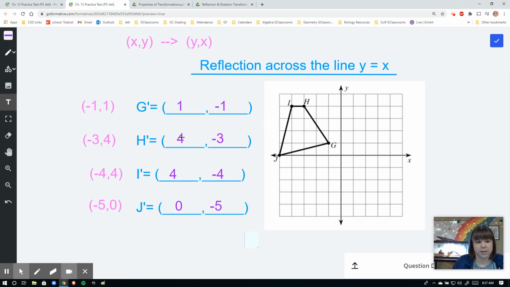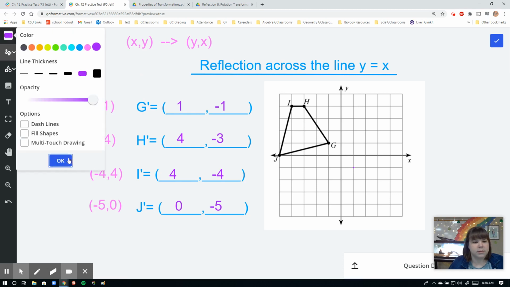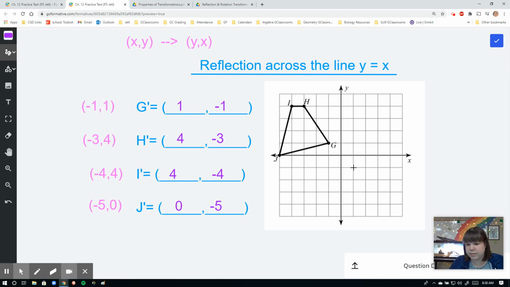Okay, so let's go ahead and plot these points. I'm going to use my scribble tool. So we need to go to 1, -1. So 1, -1. My dot's kind of tiny. Let's go ahead and do a bigger size dot. There we go, cool. After that, we need to do 4, -3.